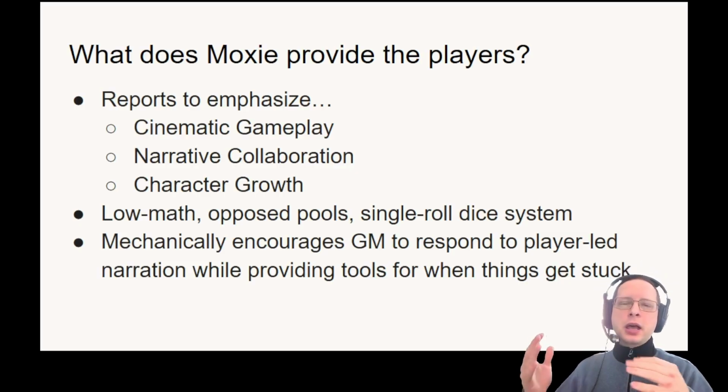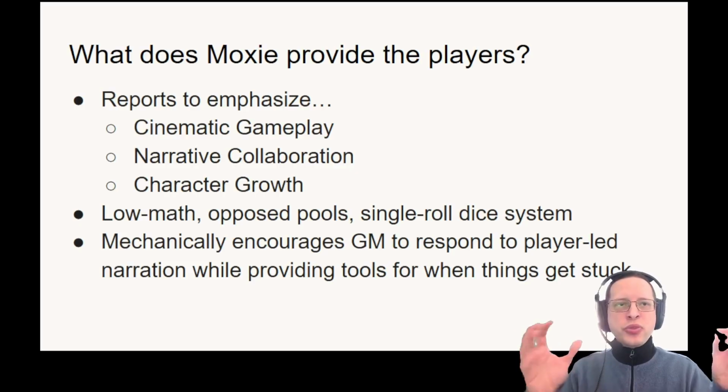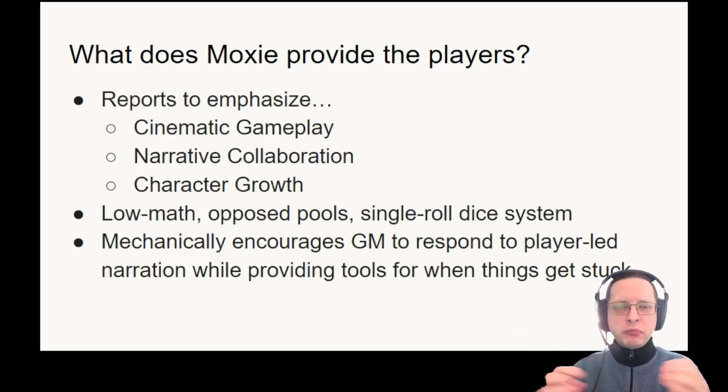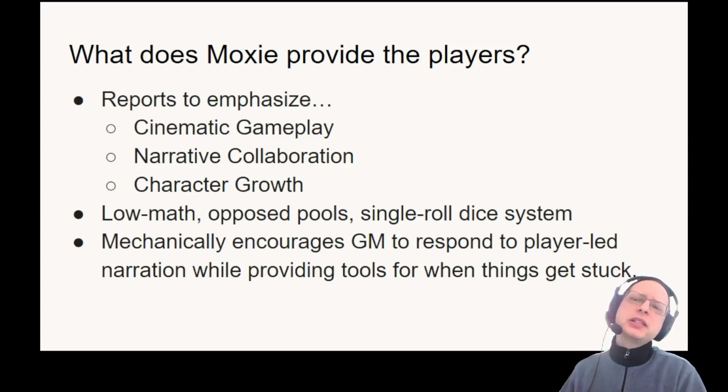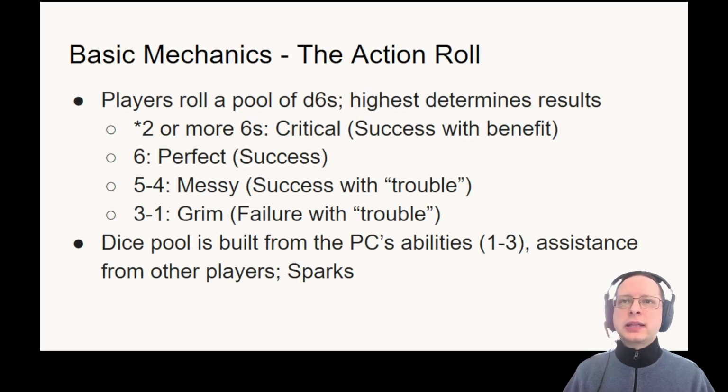So basically, whenever people are rolling dice, quite frequently it's the players who are rolling, not the game master, and they are rolling two different sets of pools that are acting against one another. The system also mechanically encourages the GM to respond to player-led narration by providing them tools that can help when things get stuck. So let's take a look at some of the basic mechanics that are helping this happen.